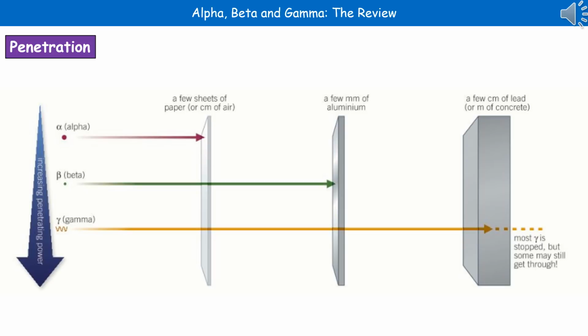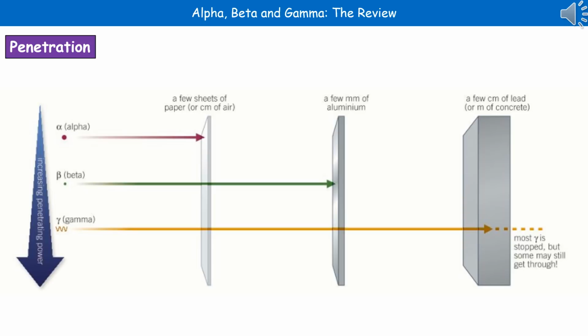So alpha particles will be stopped by a few sheets of paper, your beta particles will be stopped by a few millimeters of aluminium, and those gamma rays are actually able to penetrate through pretty much anything other than a few centimeters lead or a few meters of concrete. But that doesn't stop all of it, some of it may still get through.